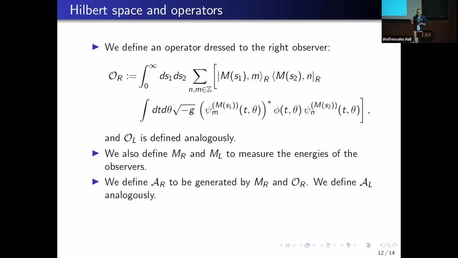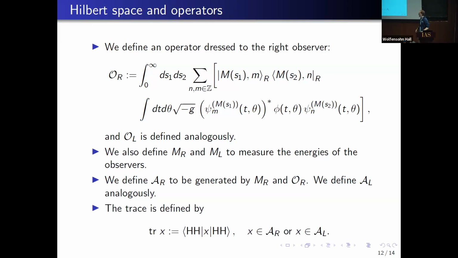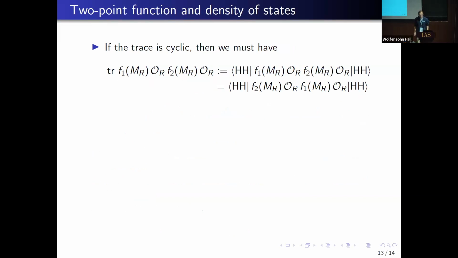Well, we have the action of MR and OR, and then that will generate the algebra AR. Analogously, ML and OL generate AL. And in analogy to what I mentioned before, the trace is just going to be the expectation value in the Hartle-Hawking state. Okay, so up until now, I've given you a lot of definitions.